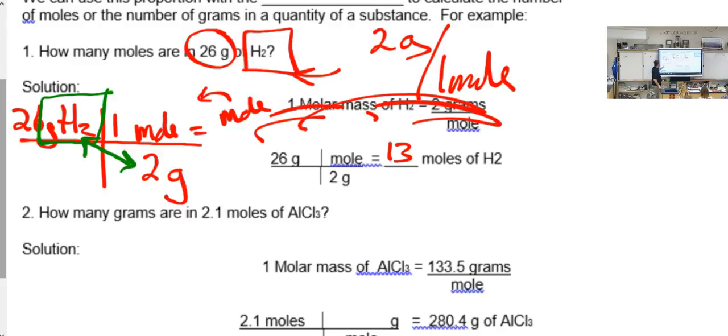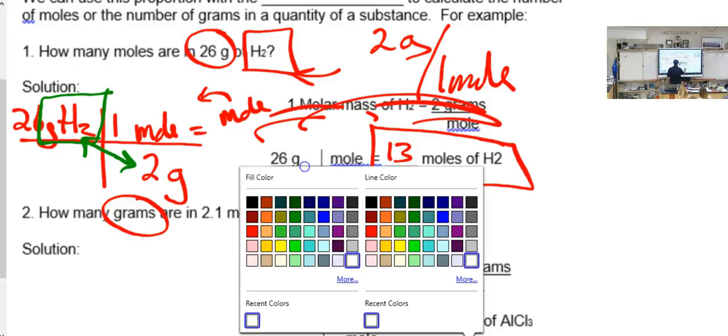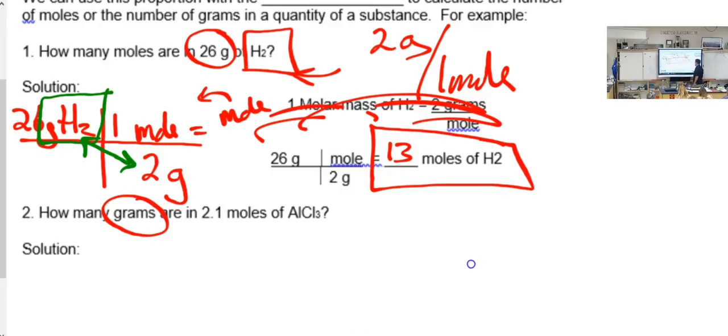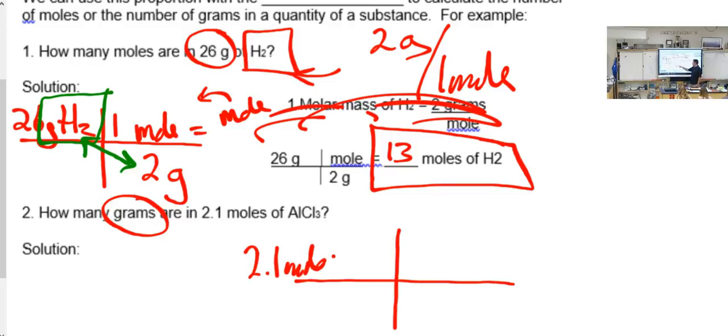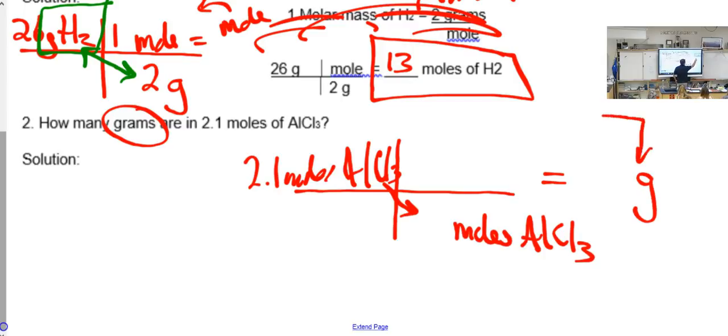Now, in this problem, we solved for moles. We can use the same process to solve for grams. I'm going to ignore this part again. Let's draw a square over it. I'm going to use the same process and put a plus sign. What number did I give you? 2.1 moles of AlCl3. Automatically that means the same unit goes here: moles of AlCl3. The problem's asking me for grams. What do you remember about the unit at the end? It's the same as the top one.